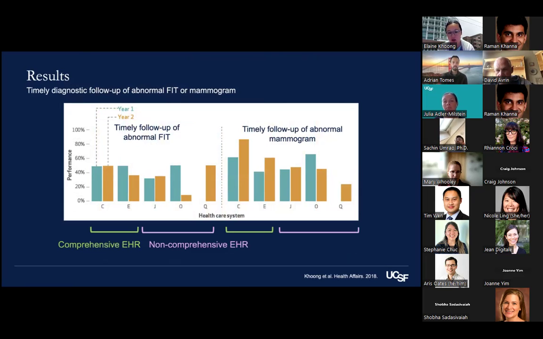Again, comprehensive EHRs, non-comprehensive EHRs. Comprehensive EHRs did a little bit better, but again, missing data only from one of the non-comprehensive EHR systems, and then a big change in performance from a system that didn't have a comprehensive EHR.